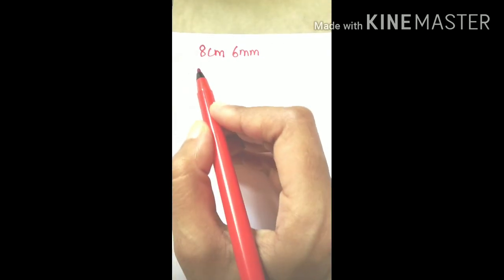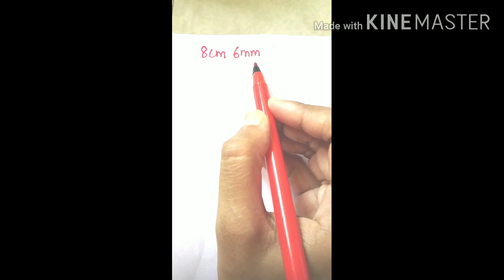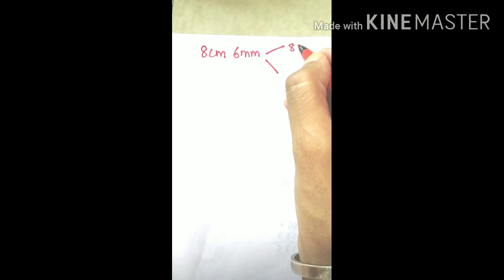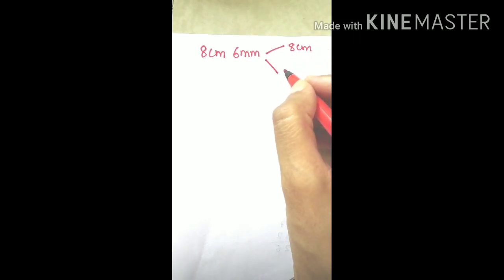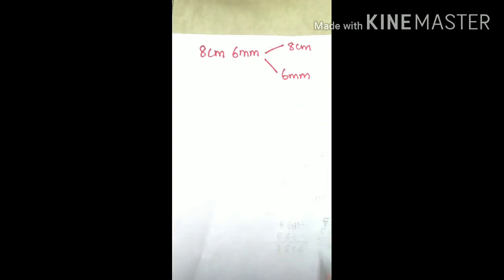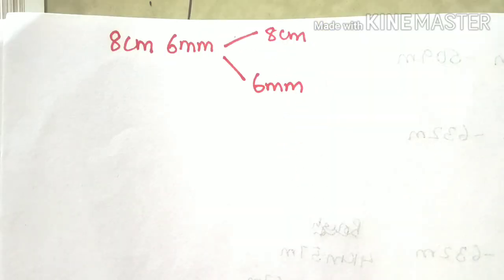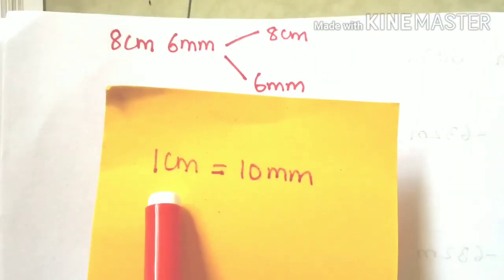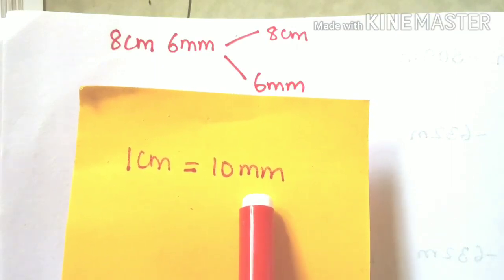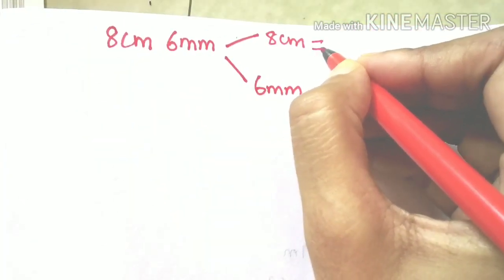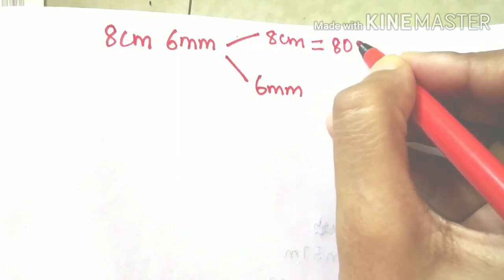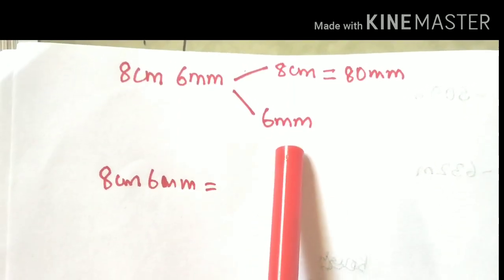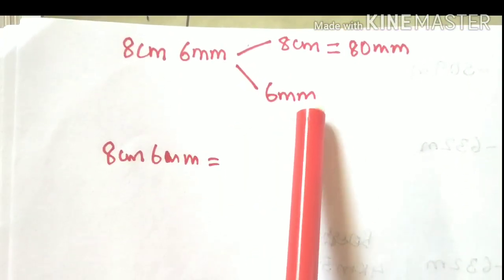Now students, we can split 8 centimeters and 6 millimeters in 2 parts. So, in one part I will write 8 centimeters and in the next part I will write 6 millimeters. Now we will change 8 centimeters to millimeters. Since 1 centimeter is equal to 10 millimeters, 8 centimeters will be equal to 80 millimeters. And since this is already in millimeters, we will keep it as it is.